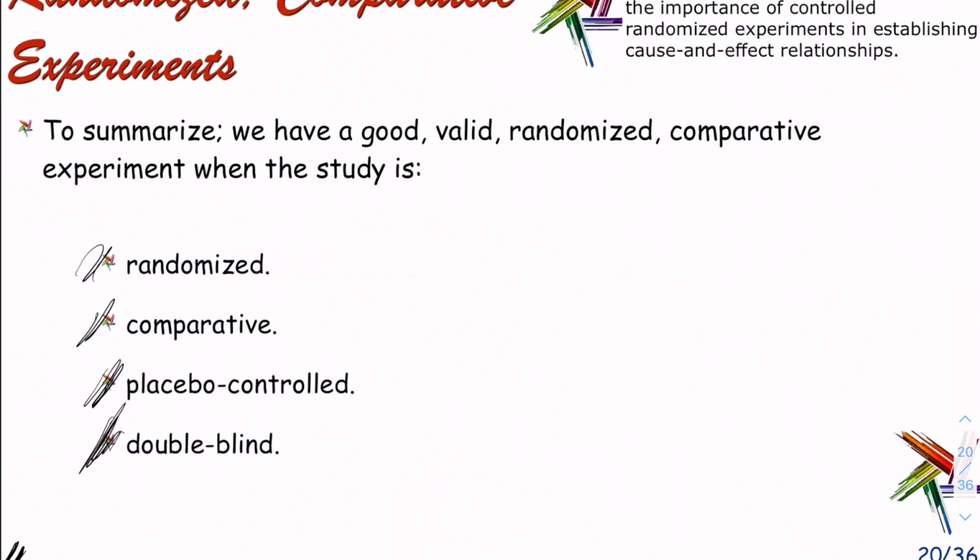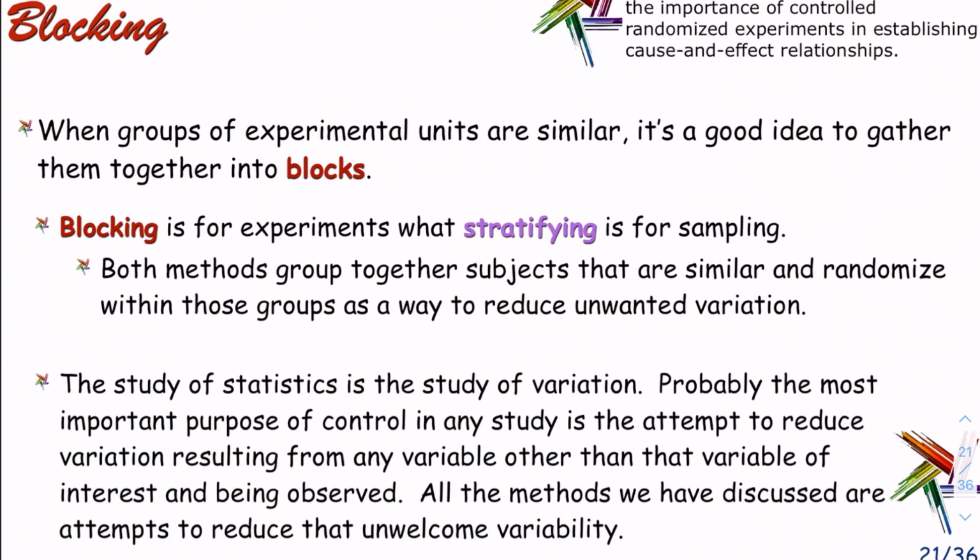So in our last video, we wrapped up talking about what a good randomized comparative experiment looks like. In order to have a good, valid randomized comparative experiment, the study is expected to be randomized, comparative, placebo-controlled, and a double-blind experiment.